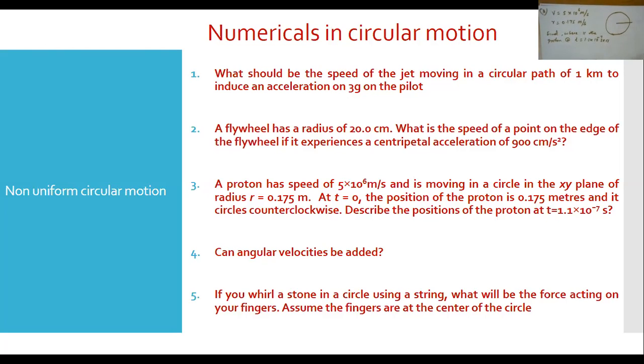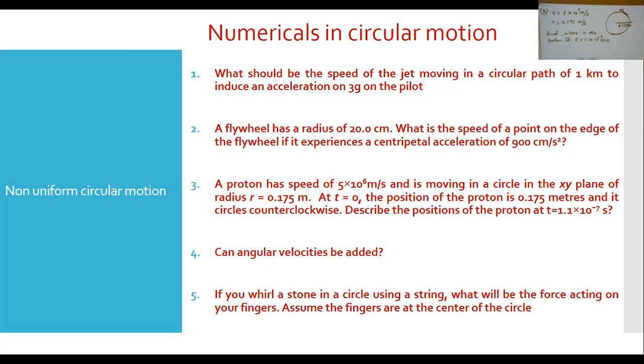I said, okay, there's something missing over here. So read the statement once again. A proton has a speed of 5 into 10 power 6 meters per second. It means the proton is now moving like this, maybe at this point, 5 into 10 power 6 meters per second. And it's moving in a circle in the XY plane of radius R. So it's moving in a uniform circle, with uniform speed. And R is equal to 0.175 meters. So radius is 0.175 meters. Okay, so we need not convert it into centimeters or anything.